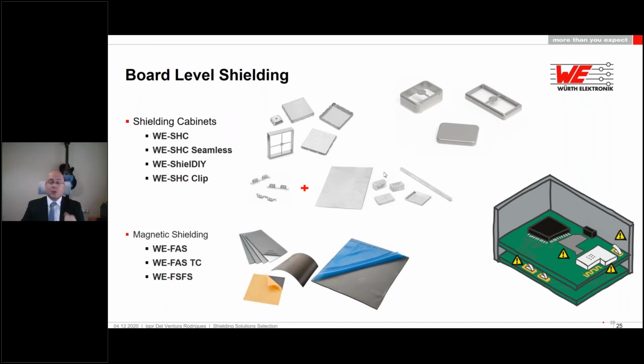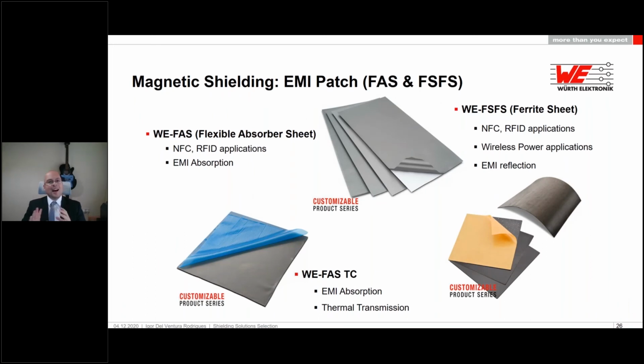We have WE-FAS, WE-FASTC, and WE-FSFS. The main difference between them is how they work. WE-FAS stands for flexible absorber sheet. It is basically ferrite material in the form of a sheet, and it is highly flexible. This material works exactly as a ferrite works, by absorbing the magnetic field and dissipating it in the form of heat. And you can utilize this on many applications.